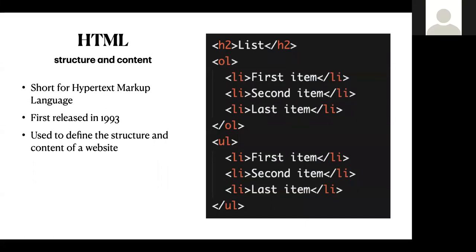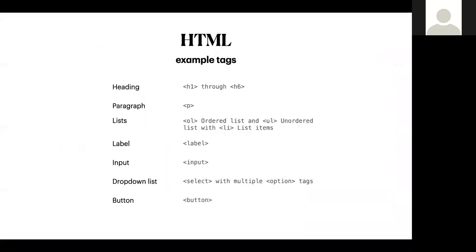So this is the main structure and content code of every website. As you can see, the list and first item, second item, last item, this is content. And then the stuff that's in the angular brackets are the HTML tags that basically tell your browser what kind of information this is. I'm going to show you some example tags here, which we'll come back to later in the live example.